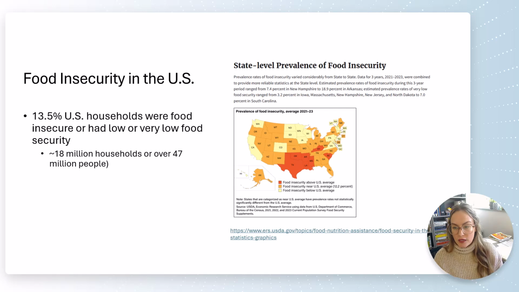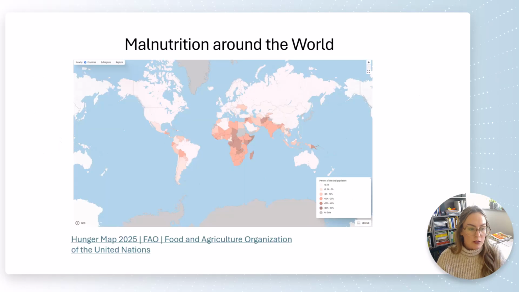In this chart, for data from 2021 to 2023, the most recent data we have, we see Texas, Oklahoma, Arkansas, Louisiana, Mississippi, Kentucky, and South Carolina having food insecurity above the U.S. average. Missouri, where our university is located, has food insecurity that's near the U.S. average, and a lot of those states in the north have food insecurity below the U.S. average.